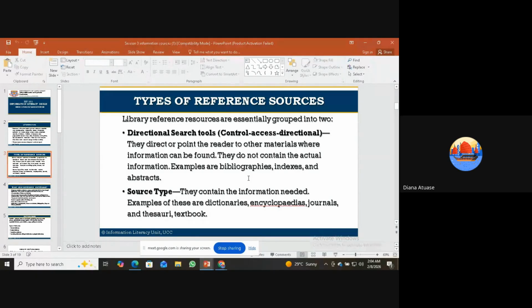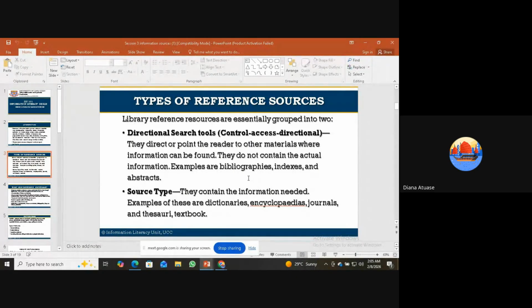So if you have a lecturer who has written books, and you want to look at the number of books that the person has written, you consult the bibliography. The bibliography will give you the name of the author, or the lecturer, and the books or materials that the person has written. It will list them. So it helps you to know much about what is published in your subject area. And as you look at it, it helps you to locate where you can get the actual materials, but they don't contain the information.